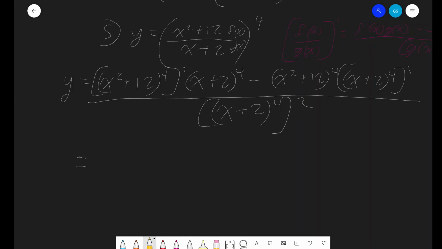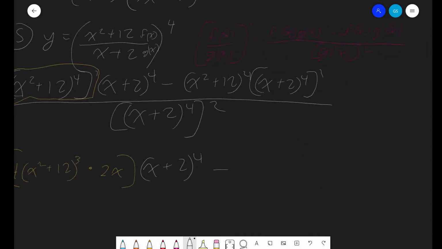Let's tackle this guy. I'm going to circle this in yellow and write it in yellow. We have to differentiate that, so that's just 4, right? We're swinging over the exponent. x squared plus 12 becomes 3. Differentiating x squared plus 12, that's just 2x because the 12 becomes 0, right? Now I put this in brackets to make it clear. Multiplying x plus 2 to the fourth power, subtracting. Now we have this x squared plus 12 to the fourth power.